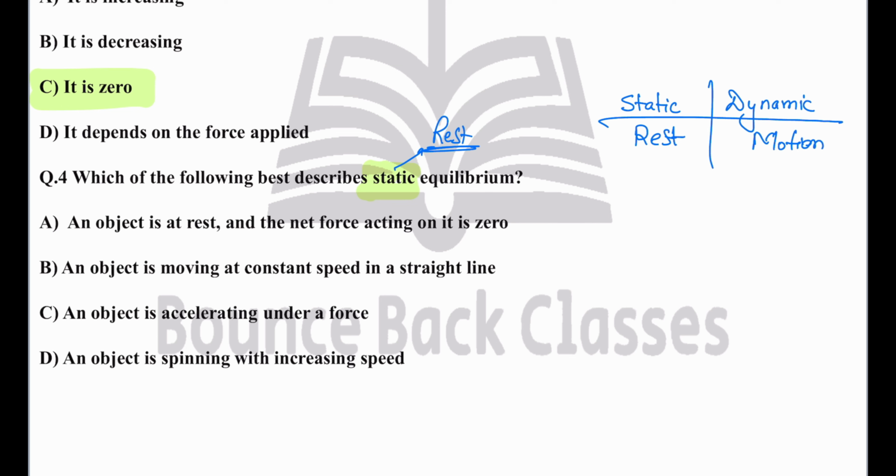Okay. Which of the following best describes static equilibrium? An object is at rest. Okay. Fine. And the net force acting on it is 0. Very good. Correct answer. If an object is moving at constant speed, no. Moving means dynamic. Clear? Okay. Third is wrong.